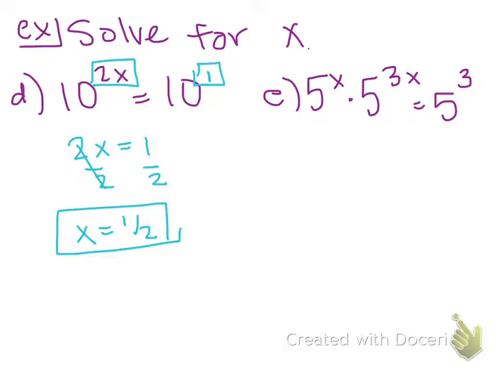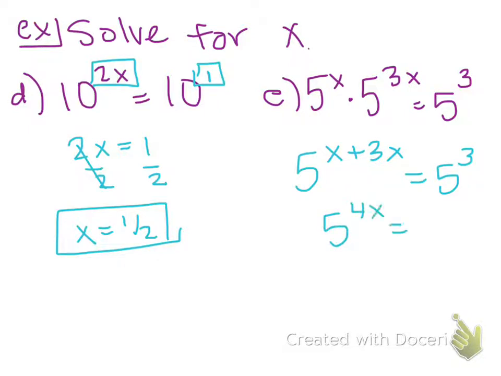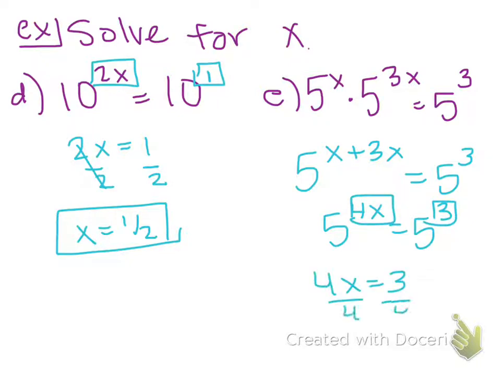For letter E, when I'm multiplying, I add my exponents. So this will become 5 to the x plus 3x. And in my next step, I can rewrite that as 5 to the 4x power. Now that I have consolidated the bases, I only have one 5, I can now set my exponents equal. So 4x equals 3, divide both sides by 4, and we get x equals 3/4.